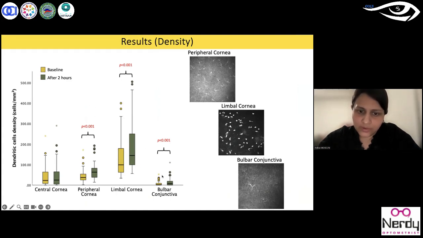But at the conjunctiva, the number of cells was very low, but still there was a significant increase in density. So except for the central cornea, we observed that cells start increasing in number. Maybe they were moving in from the lymph node or from the blood vessels, but they start increasing in number within 2 hours of soft contact lens wear.